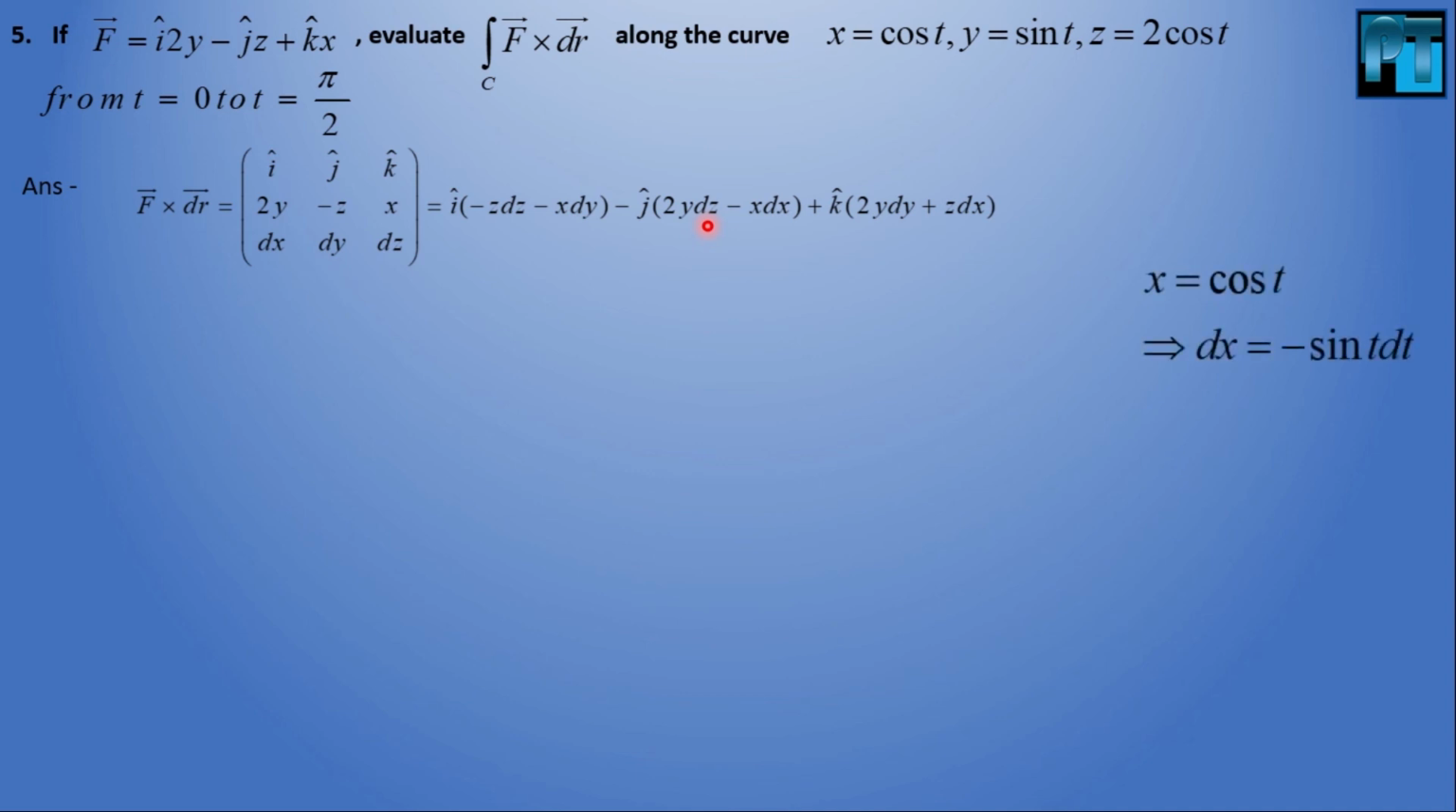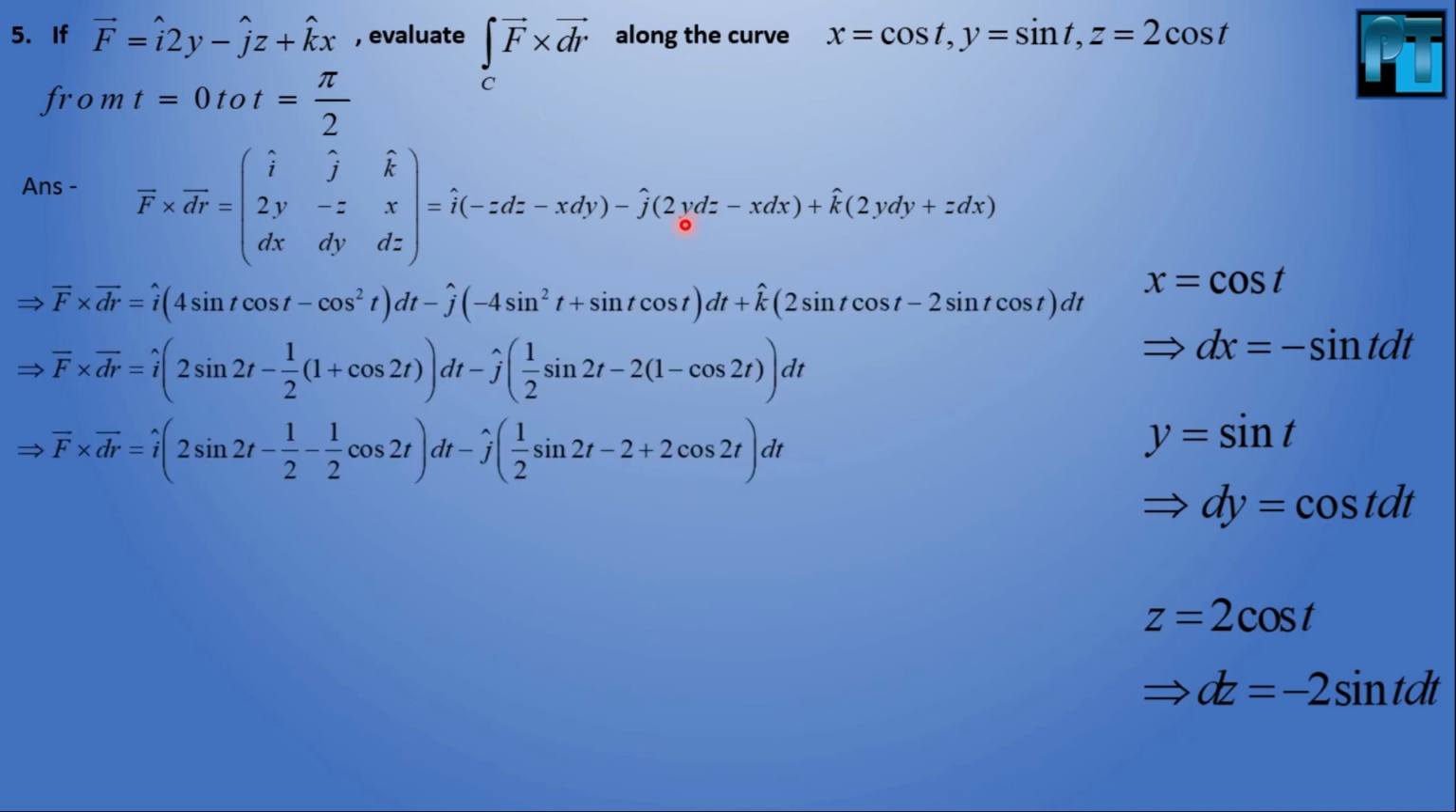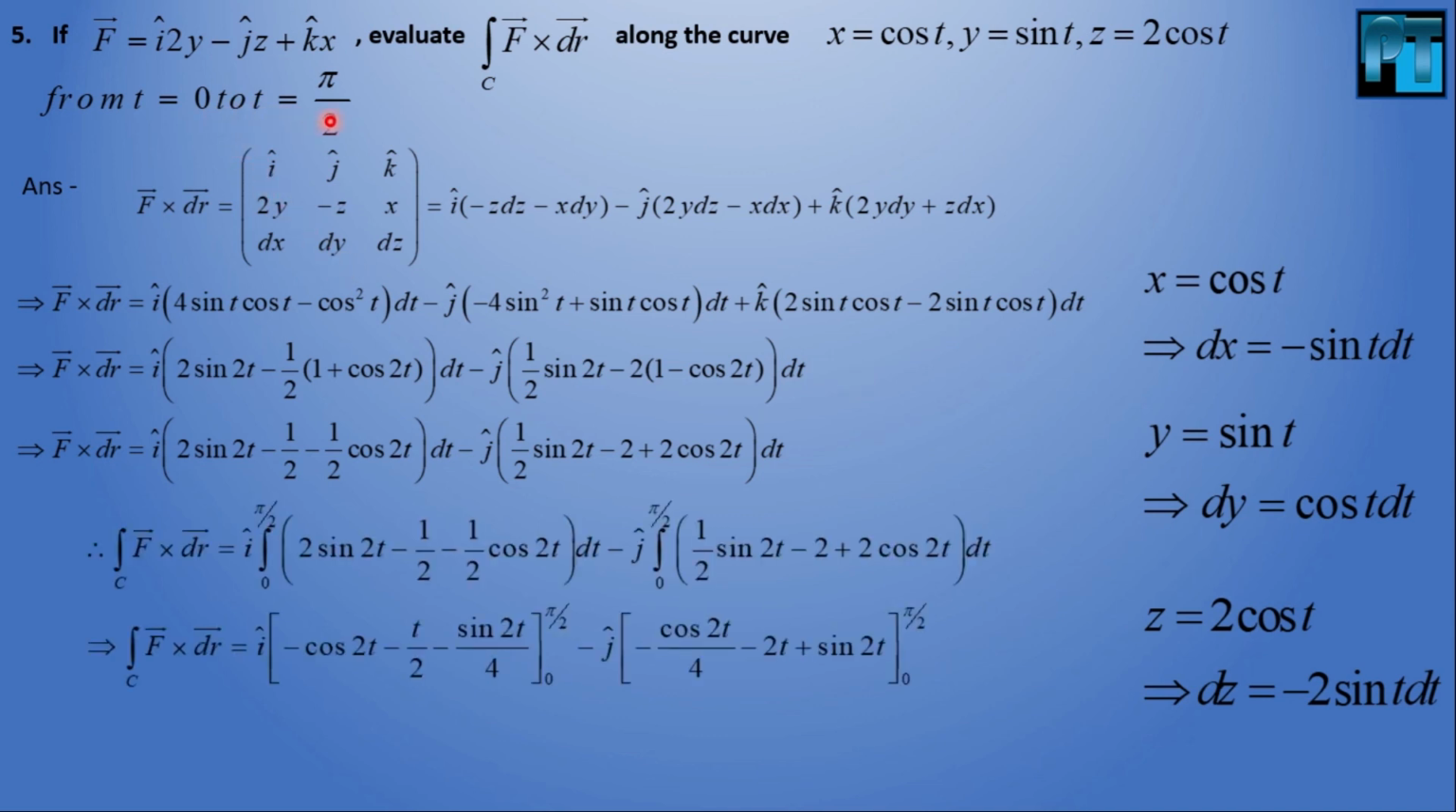So x equal to cos t, we have dx, dy and dz. Now we have to put these forms in here. Let's put all the x, y, z and dx, dy, dz properly. After the calculations, we can have that F cross dr equals i cap this thing dt minus j cap this thing dt, because there is no k cap term. K cap terms have been cancelled out by each other. Now what is the limit of t? From t equal to 0 to t equal to pi by 2. Let's do it.